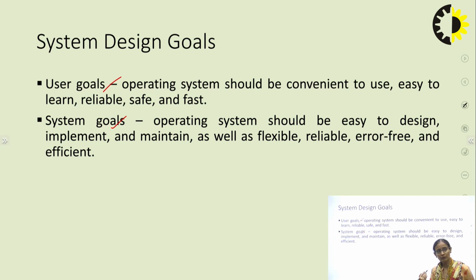When we look from the system perspective, what are the goals required by a computer system? Since the resources reside on the computer system, it demands that the OS should be easy to design, implement and maintain, as well as flexible, reliable, error-free and efficient, and it should manage the resources efficiently.